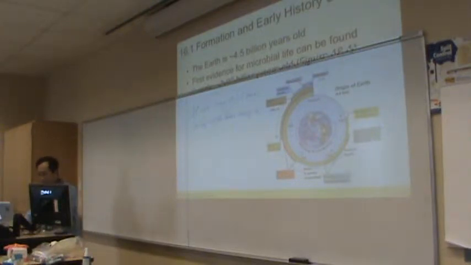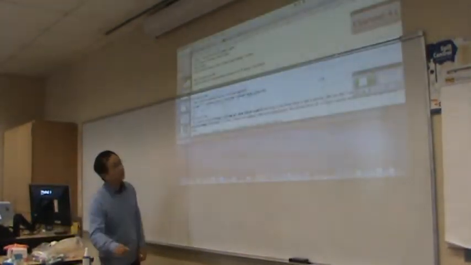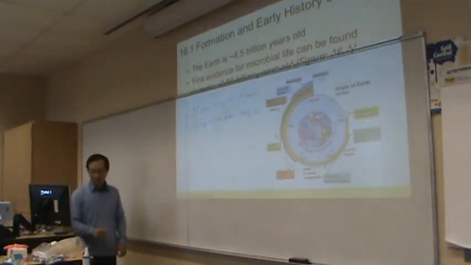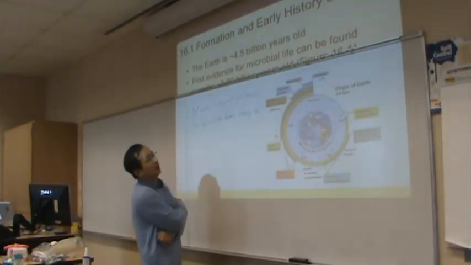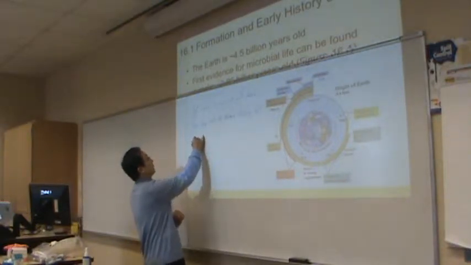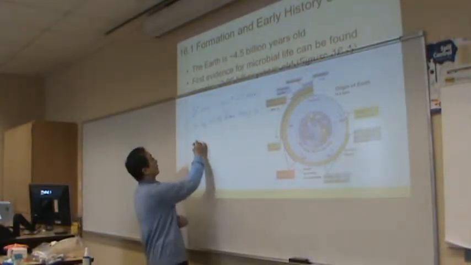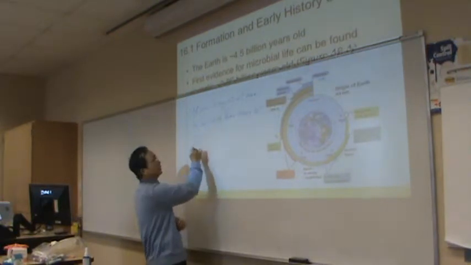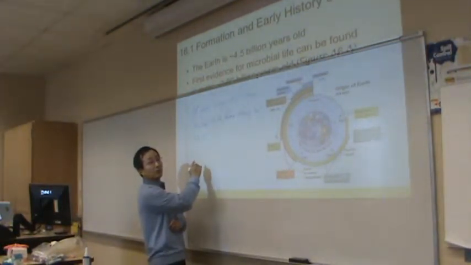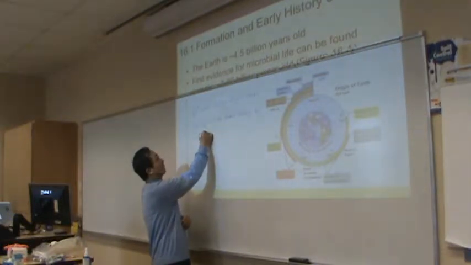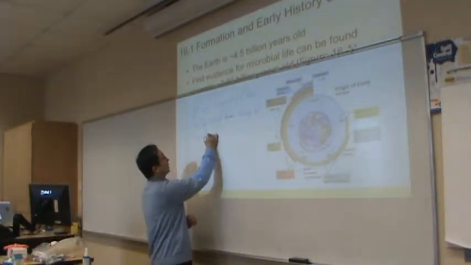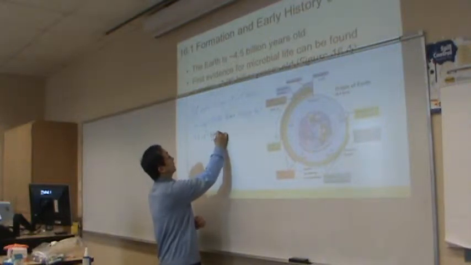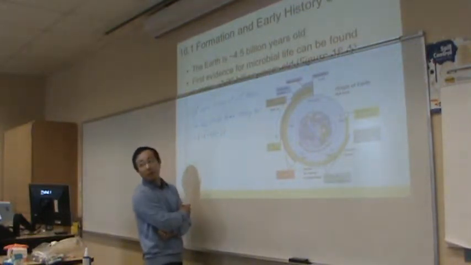Let's see. How do we do this? I'm sorry, I should have put up a PowerPoint. So the entire planet Earth, let's say that's 5 billion years. Just make it easy. Let's make it precise, 4.5 billion years. 4 billion years is 10 to the 9 years. And each year is, let's say, 365 days. And each day is 24 hours.